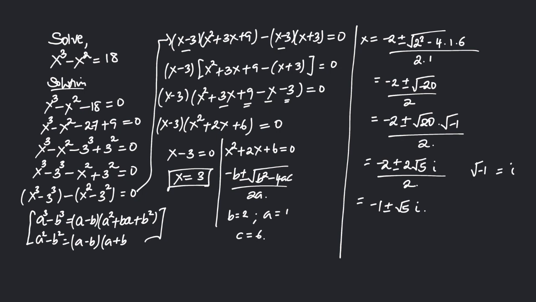So from this, we can clearly see that the values of x are x is equal to 3, which is the first value we got over here. The other two values are negative 1 plus root 5i, and lastly, negative 1 minus root 5i. So this basically forms the solution to the equation over there.